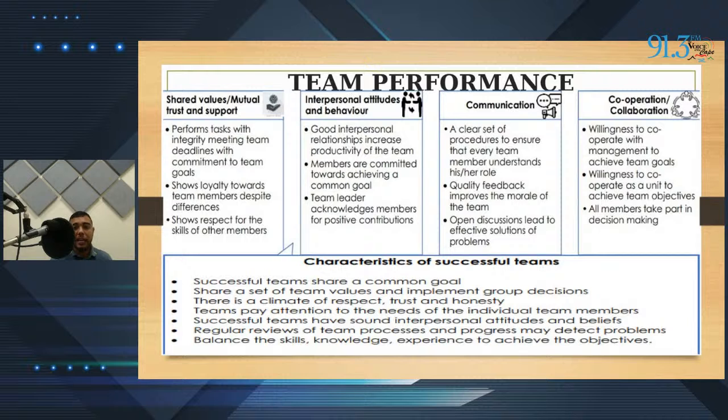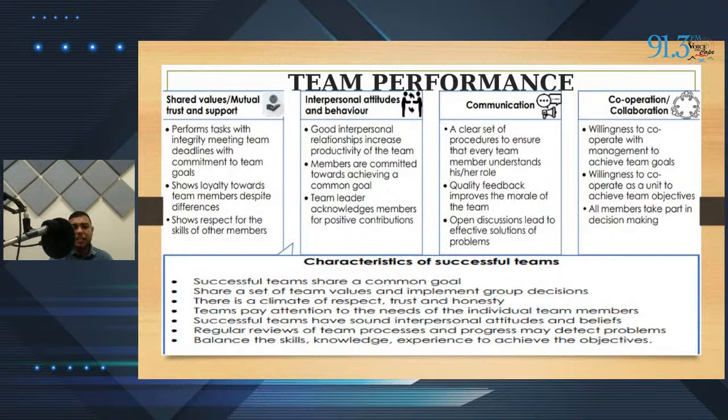Our communication is a clear set of procedures to ensure that every team member understands his or her role. Quality of feedback improves the morale of the team, and open discussions lead to effective solutions of the problems. Cooperation or collaboration: willingness to cooperate with management to achieve team goals, and willingness to cooperate as a unit to achieve team objectives. All members take part in decision making.